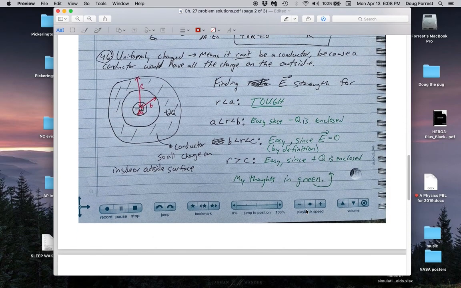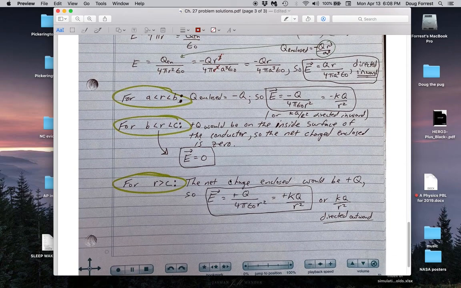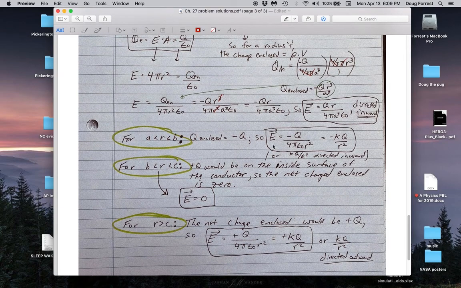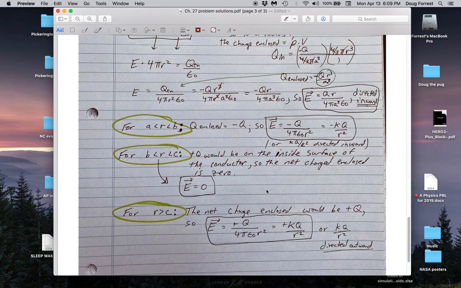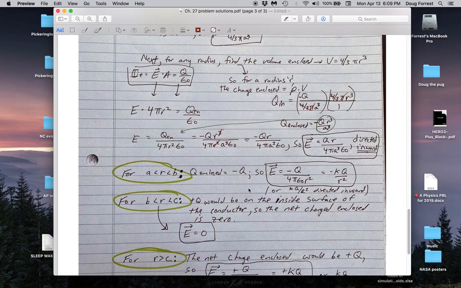So I'm going to the next page, and you can see that B, C, and the last 3 are quite easy to figure out. The charge enclosed here is negative q. That's the electric field strength. The charge enclosed here is 0, since there would be positive q on the inside surface of the conductor, so the net charge enclosed would be 0. For greater than c, the total net charge enclosed is plus q, so that would be the electric field strength, directed outward. Here you could say this is directed inward instead of a negative.